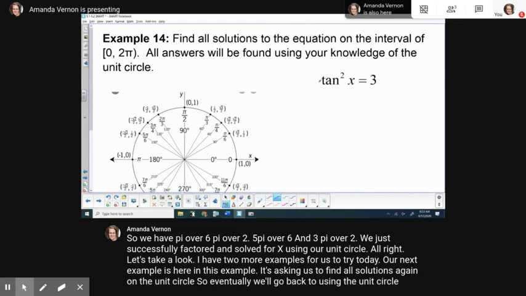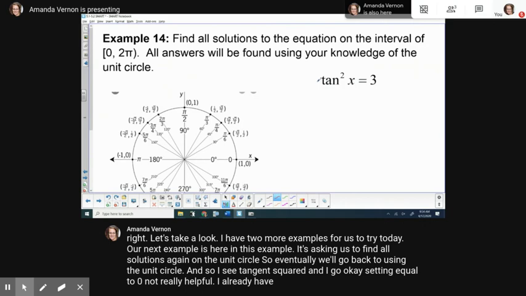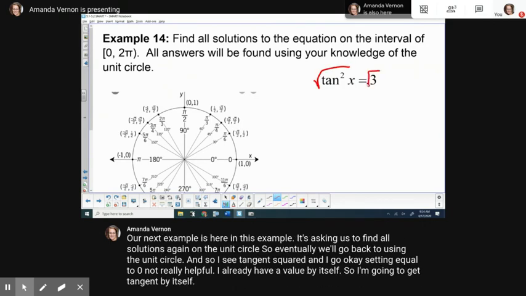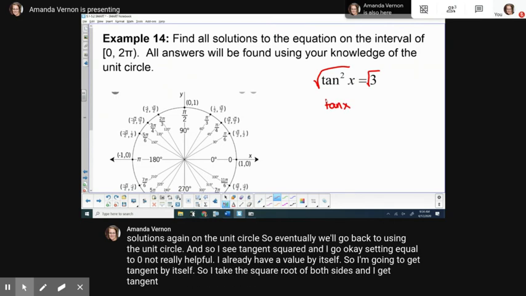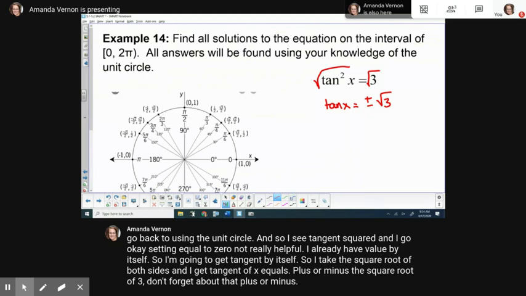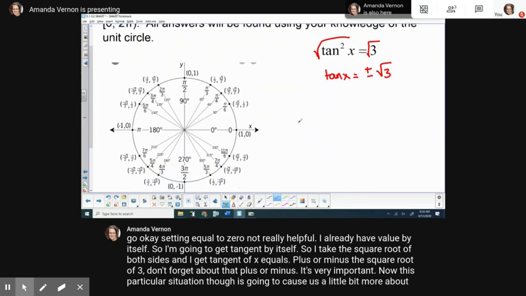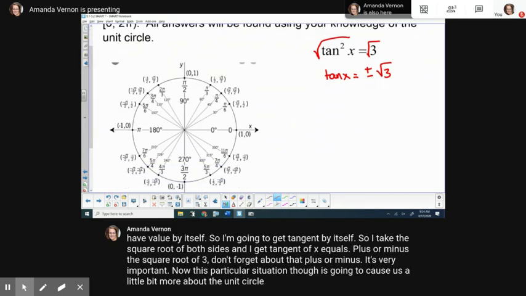And so I see tangent squared and I go, okay, setting equal to 0 is not really helpful, because I already have a value by itself. So I'm going to get tangent by itself. I take the square root of both sides and I get tangent of x equals plus or minus the square root of 3. Don't forget about that plus or minus. It's very important. Now, this particular situation is going to cause us to have to think a little bit more about the unit circle and about that tangent idea.